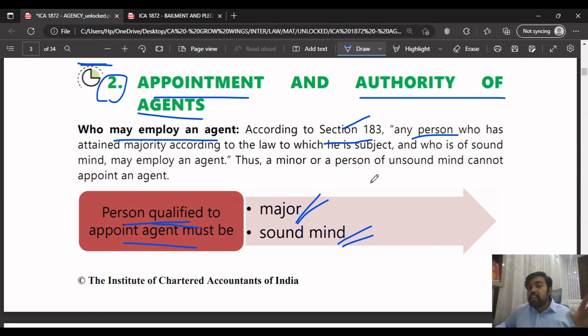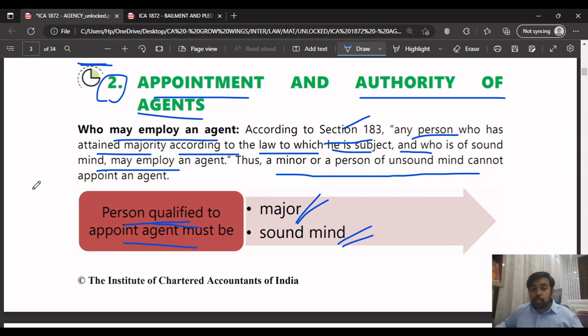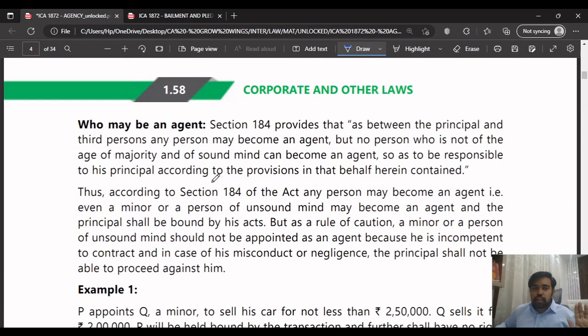But a minor is not competent to contract. Those who have read the Foundation Indian Contract Act properly would know that a minor is not competent to enter into a contract. So this is for the principal. Any person who has attained the majority according to the law to which he is subject and who is of sound mind may employ an agent. Thus, a minor or a person of unsound mind cannot appoint an agent.